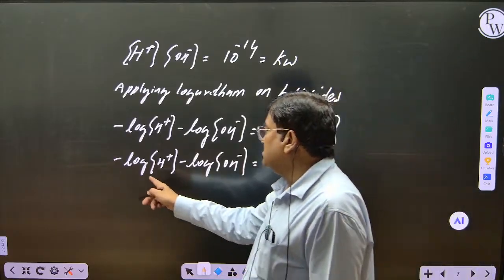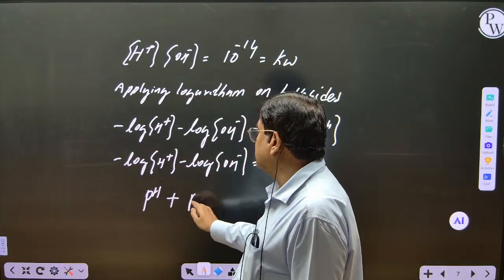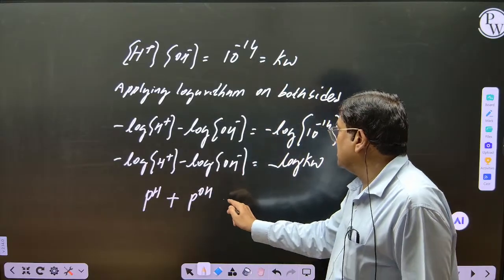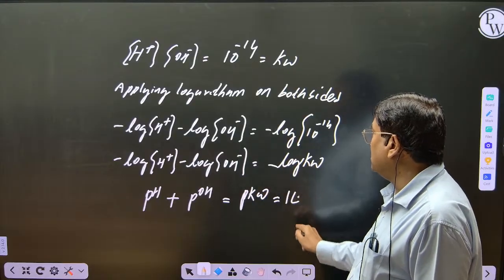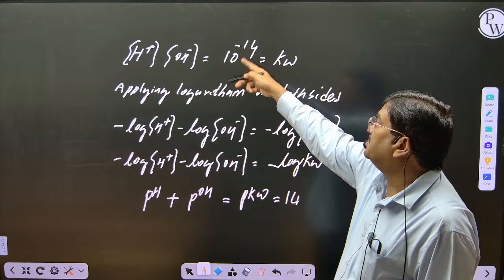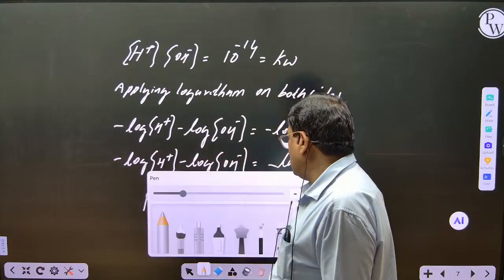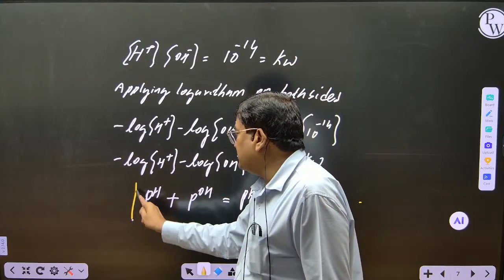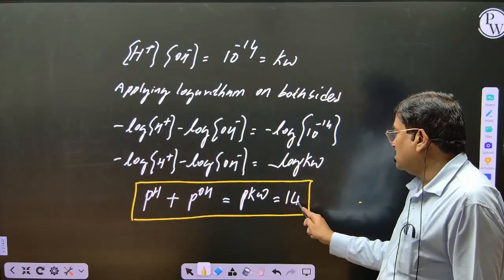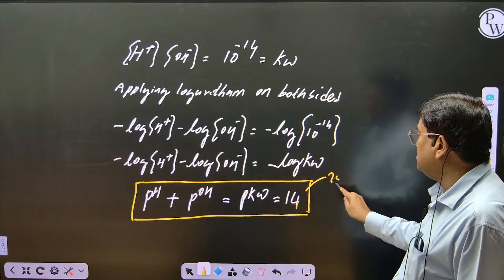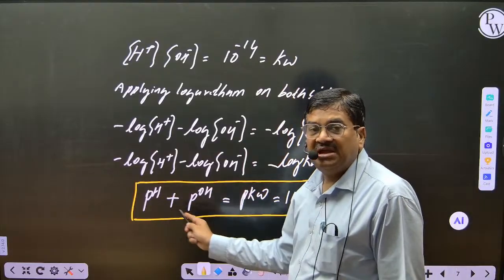Understood? Then this can be written as: minus log of H plus is pH, and minus log of OH minus is pOH. This is equal to pKw, and this value will be 14, since minus log of 10 power minus 14 gives 14, provided the temperature is 25 degrees Celsius. So pH plus pOH equals 14 at 25 degrees centigrade. This is the relation between pH and pOH.